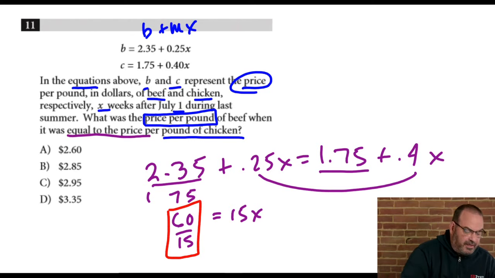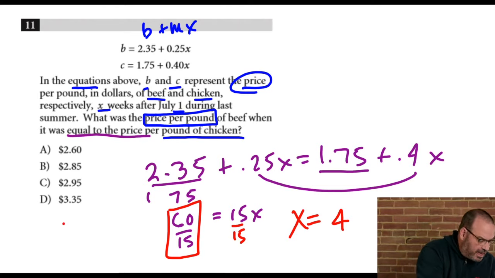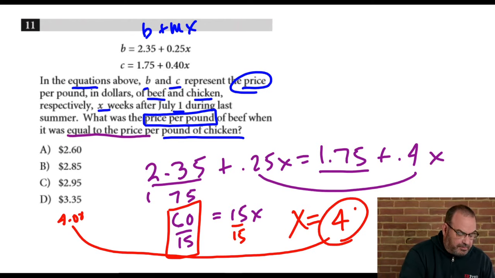This is one of the favorite math questions on the SAT, and that is 4 times 15 equals 60. So x equals 4. I'm really surprised it's not one of the answer choices over here, but it's only a number 11, but I would have put that in there if I was evil. So now I have to take 4 and plug it back in.